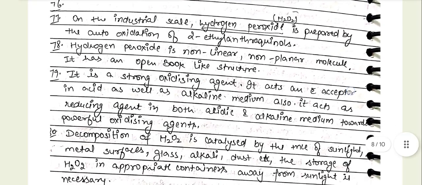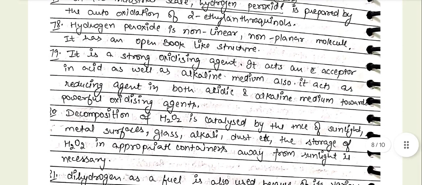On the industrial scale, hydrogen peroxide, that is H2O2, is prepared by the auto-oxidation of 2-ethylanthraquinol. Hydrogen peroxide is a non-linear, non-planar molecule and it has an open book-like structure. It is a strong oxidizing agent. It acts as an electron acceptor in acidic as well as alkaline medium. Also, it acts as a reducing agent in both acidic and alkaline medium towards powerful oxidizing agents.